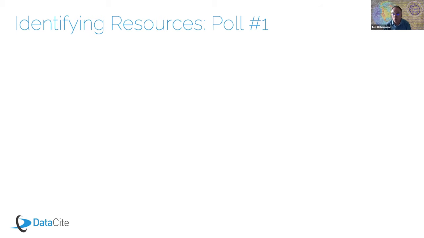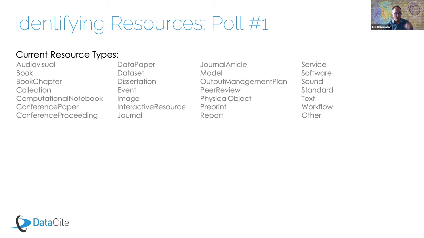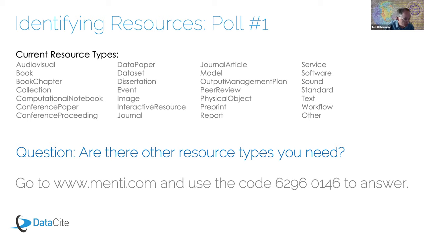We're going to have four polls today, and this is the first one. The current resource types are shown here. You can see all the new ones and the old ones all here. And the first poll question is, are there other resource types that you need? And Mary is going to help us. This is the menti.com code 6296-0146. And if you go there, you can enter that code and give us some input.